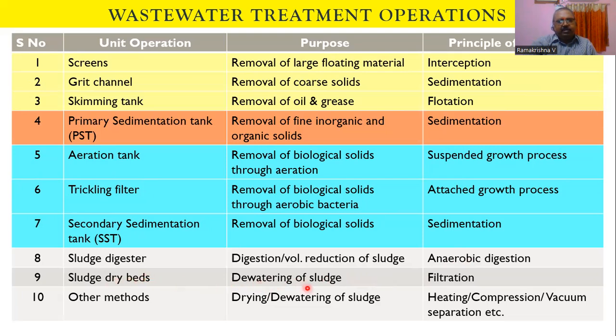Sludge drying beds are mainly used for dewatering of the sludge. Here, the sand filtration process is used as the principle of operation. And some other methods are also there for drying and dewatering. We can use heating so that all the moisture is evaporated. We can use compression so that the water squeezes out from the solids, leaving a solid cake, and vacuum separation, where we suck the water from the sludge so that water and solids are separated.